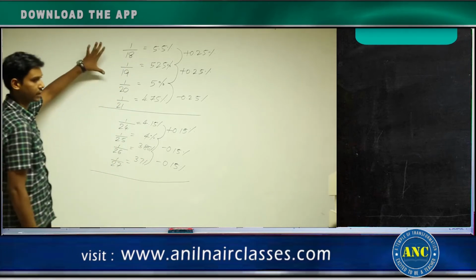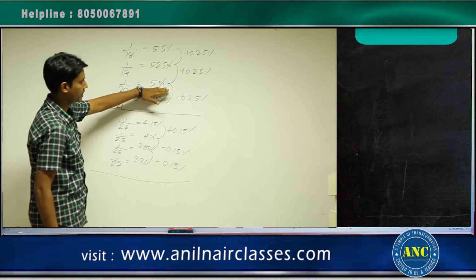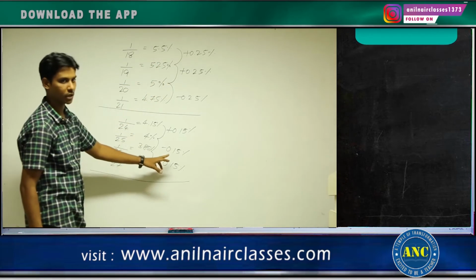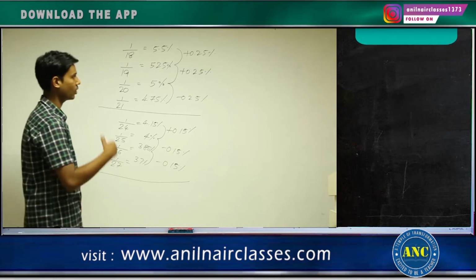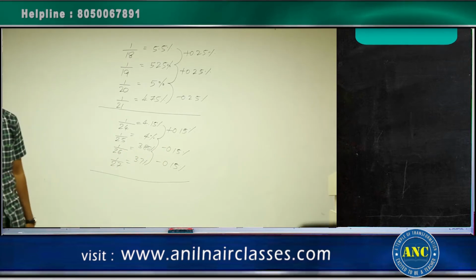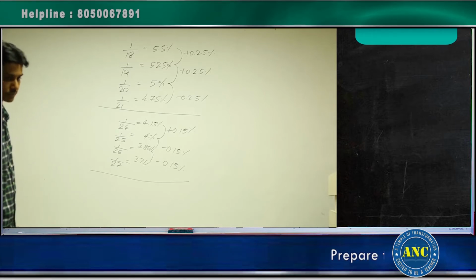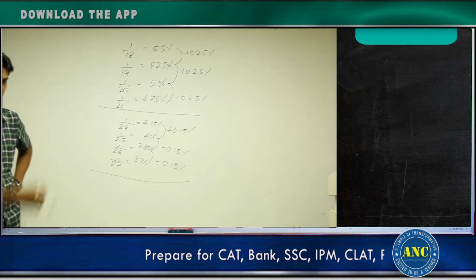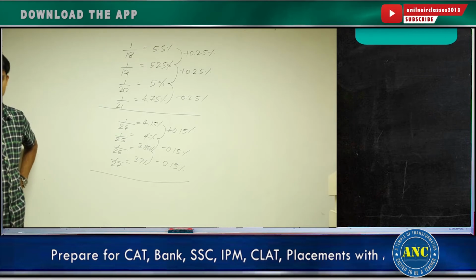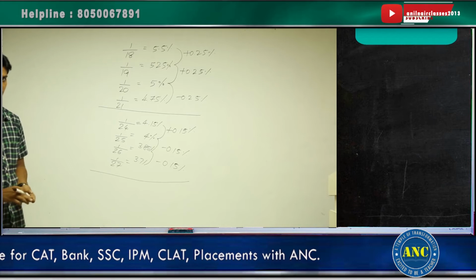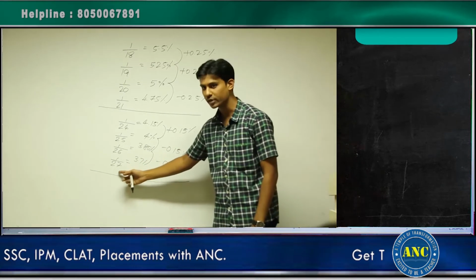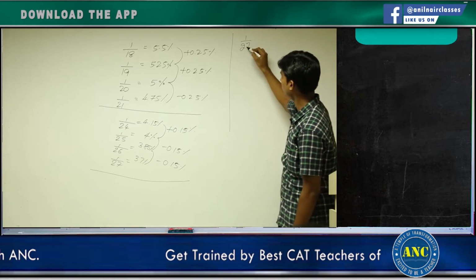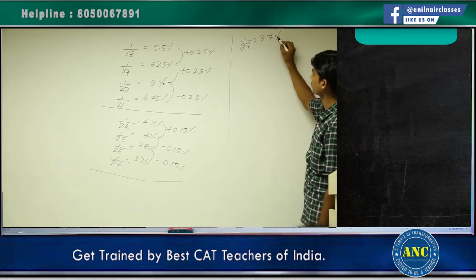Understanding? In these 4 cases, the deviation is plus or minus 0.25. In these 4 cases, the deviation is plus or minus 0.15. Okay? The above one is always plus, the below one is minus. Please write it. What did we get? 1 by 27 is 3.7%.